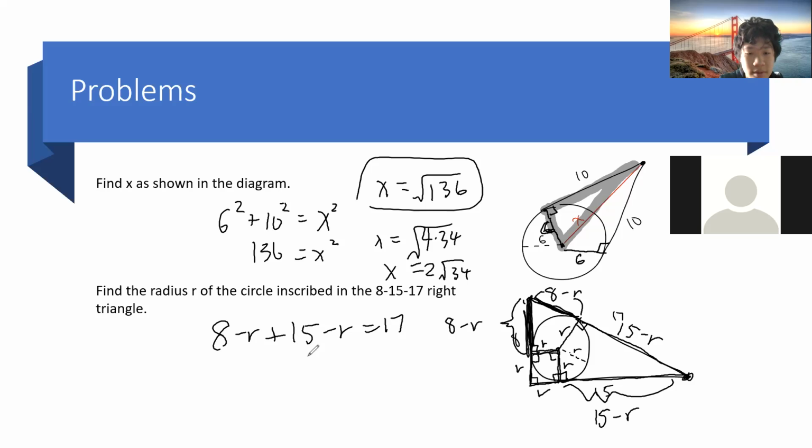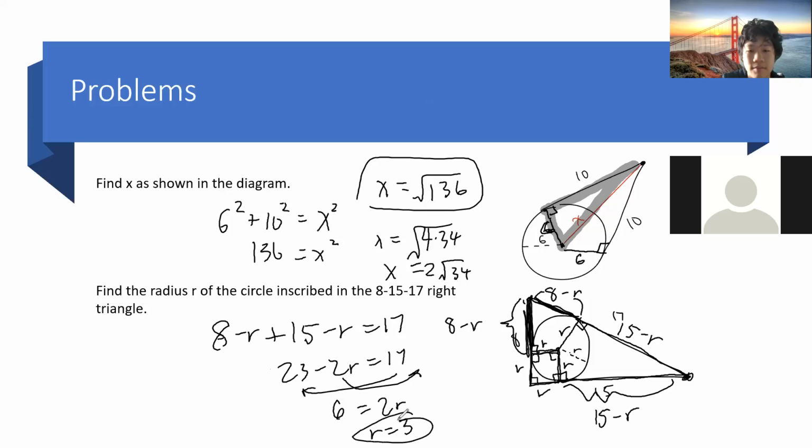So what's r going to be? Well, let's first add these two together. So we're going to get 23 minus 2r equals 17. If we move the 17 this way and the r that way, then we're going to get 6 equals 2r. r is going to equal 3.